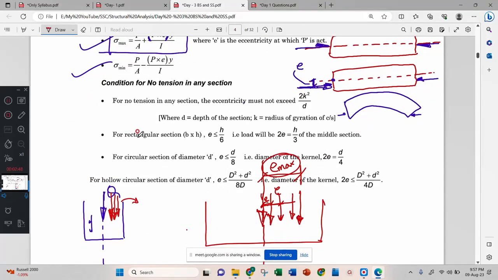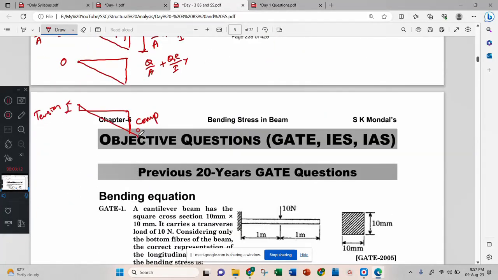How to get this E max? That is your condition for no tension in any section. You remember this one. To have no tension in any section, this E max must be less than h by 6, or 2e equal to h by 3. You remember this. Correct? Over. This is the bending stress chapter. Any doubt?